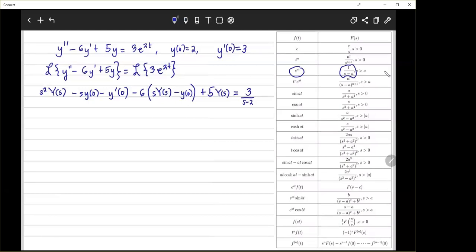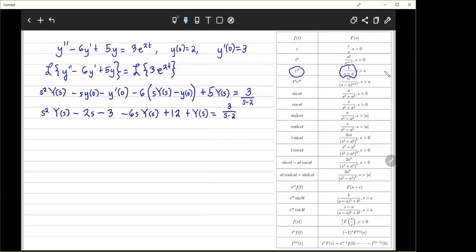Plug in natin yung ating initial values. y(0) is equal to 2. So I have negative 2s minus y prime of 0, which is 3, minus 6s Y(s), plus 6 times y(0), which is 12. So plus 12 plus 5 Y(s) equals 3 over s minus 2.